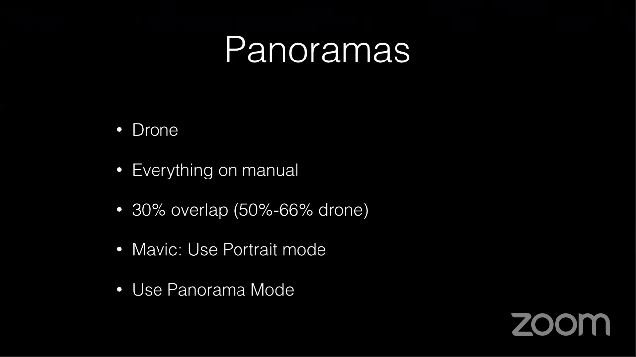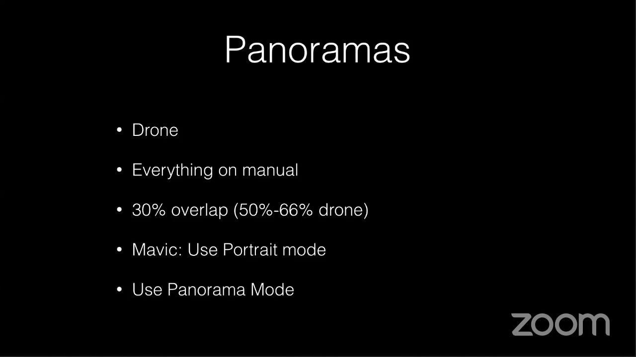And so a couple of the things we're going to be talking about today are panoramas. One of the big differences between shooting a panorama with a drone versus a regular camera is the overlap. With a camera, generally we do a 30% overlap. With the drone, I do a 50 to 66% overlap. The reason for that is because the lens is wider, and you're going to get a lot more distortion when you change the angle of the lens. So I like to cover all of those bases and you'll get a much better shot.